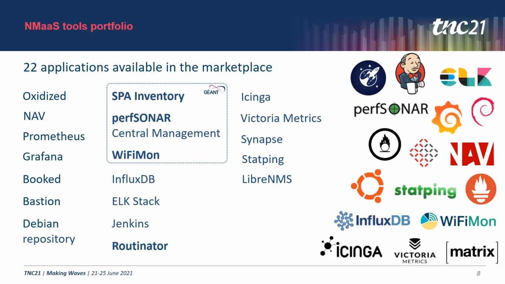Currently, NMaaS supports 22 applications from various areas of network management and monitoring, including 3 applications that were actually implemented within the GÉANT project, being perfSONAR, WiFiMon and SPA inventory.